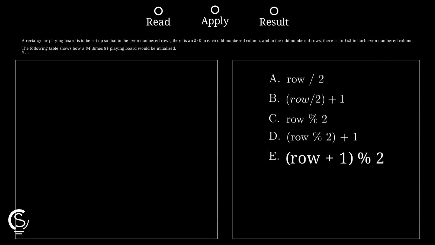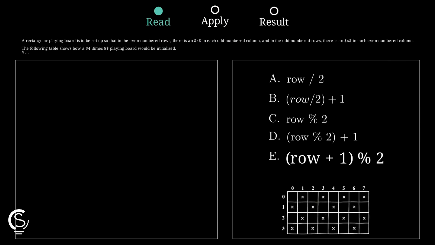First, notice that the starting column for our inner loop must alternate between 0 and 1 depending on the row index. We need a formula that flips between these two values. For even-numbered rows like row 0, the problem requires an x in each even column. This means our expression must evaluate to 0 when the row index is an even number.